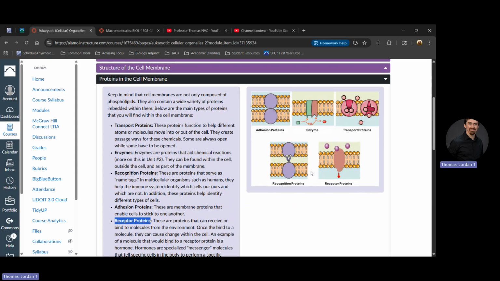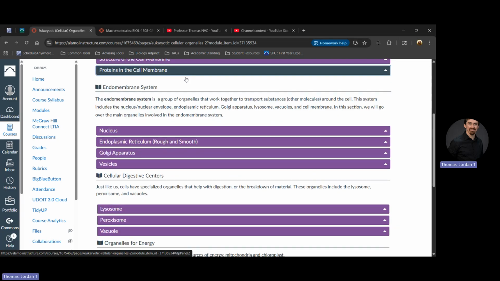So these are the 5 different proteins within the cell membrane: transport proteins, enzymes, recognition proteins, adhesion proteins, and receptor proteins. Make sure you know their general function.